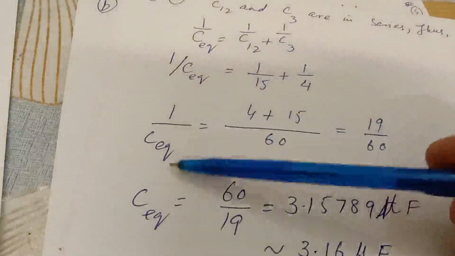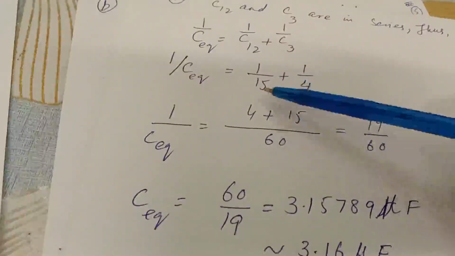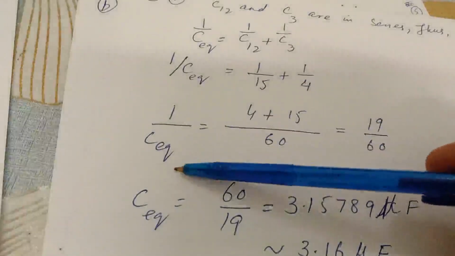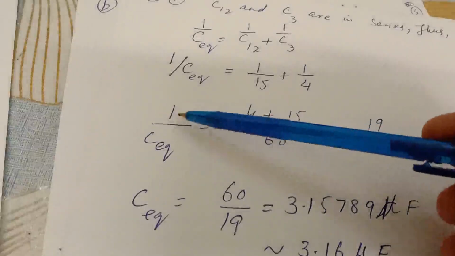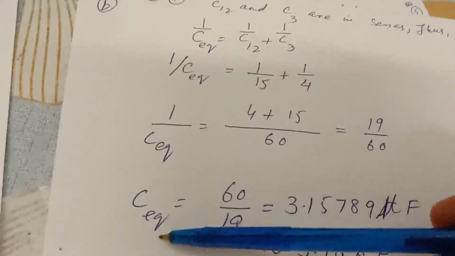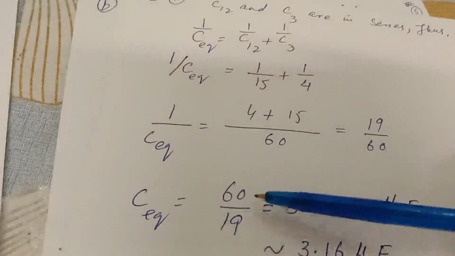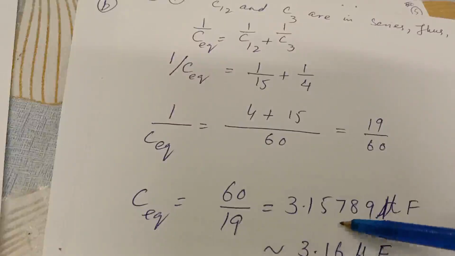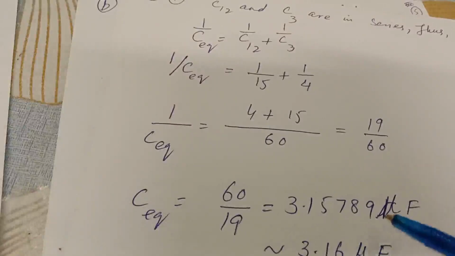So 1 over Ceq is equal to, we take the LCM of 4 and 15, which is 60. 15 fours are 60, and 4 fifteens are 60. So 1 over Ceq is equal to 19 over 60. When you take the reciprocal of 1 over Ceq, it becomes Ceq, and the reciprocal of 19 over 60 is 60 over 19. When you use a calculator to find 60 over 19, it is 3.15789 microfarad, because these are microfarads. So it can be rounded up to 3.16 microfarad.